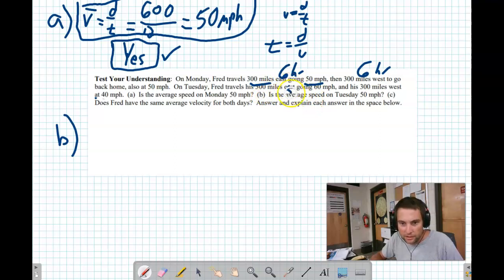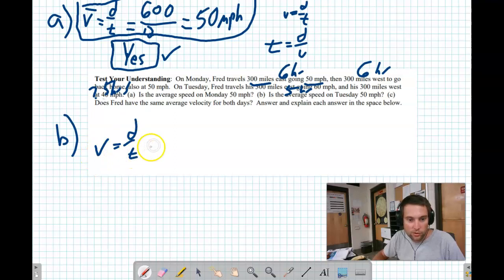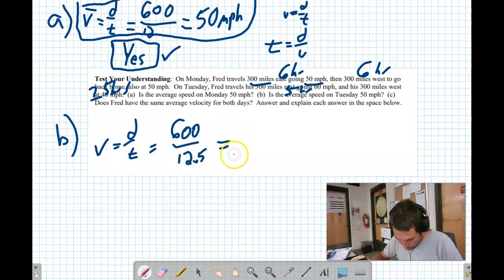300 divided by 60 is going to give us 5 hours. 300 divided by 40, 3 divided by 4 is 0.75, so 7.5 hours. So we'll do it again. V equals d over t. Our total distance was 600 miles, and our total time is 5 plus 7.5, 12.5. It doesn't look like it's 50. We've got a bigger denominator, so that means our velocity is going to be a little bit lower. When we plug that in a calculator, we get 48 miles per hour.